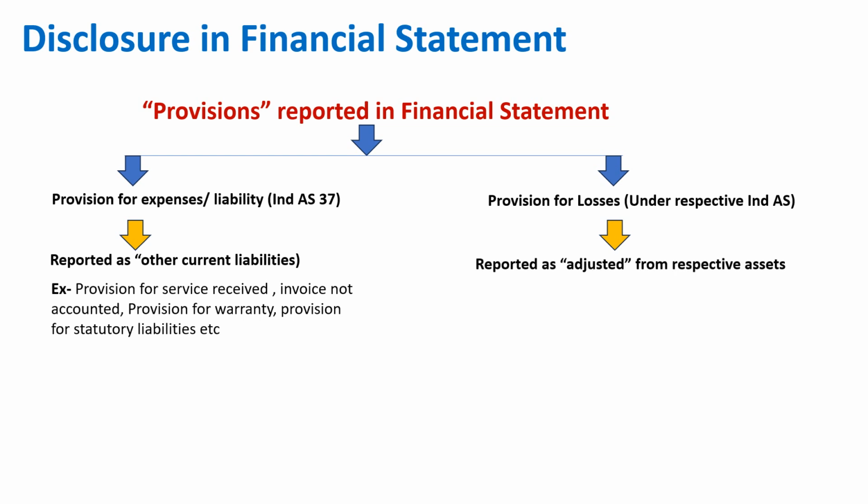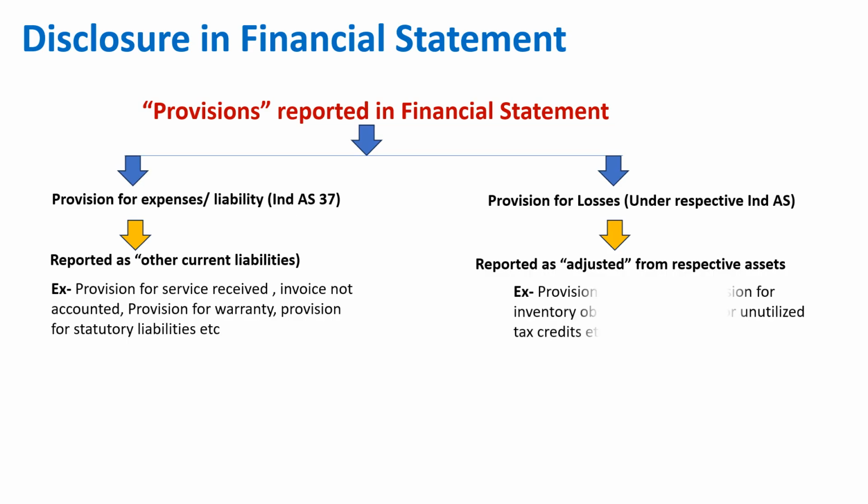Provision for losses is always reported as adjusted with the respective asset. That means when you create a provision for loss, you are creating this provision against one asset because you may fail to recover. You may see that the fair value of that particular asset is reducing in the market. Hence, you are taking the provision. You are not going to pay anyone, but the term provision is used. But many people confuse that with the provision for expenses.